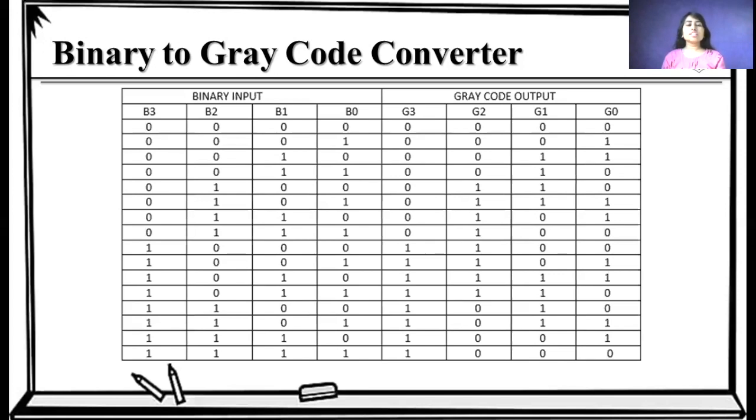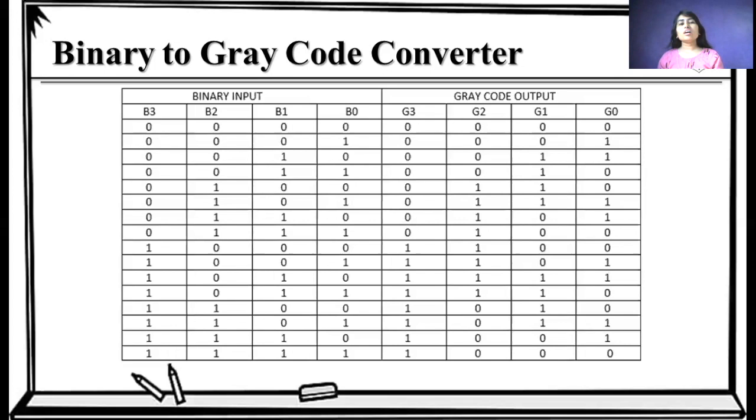Now for this given binary number, we can convert it into gray form: MSB as it is, then XORing of B3 and B2 gives G2, then XORing of B2 and B1 gives G1, and XORing of B1 and B0 gives the G0 bit. So this is how we calculate gray code for each and every binary pattern, and we have a total of 16 binary patterns and their equivalent gray codes.